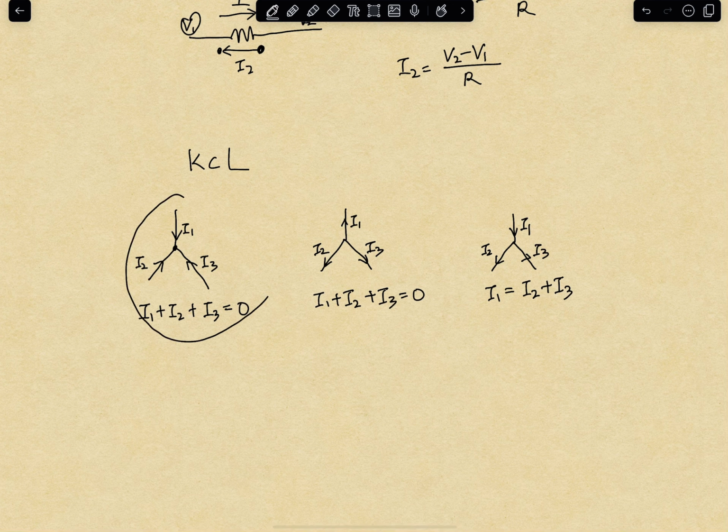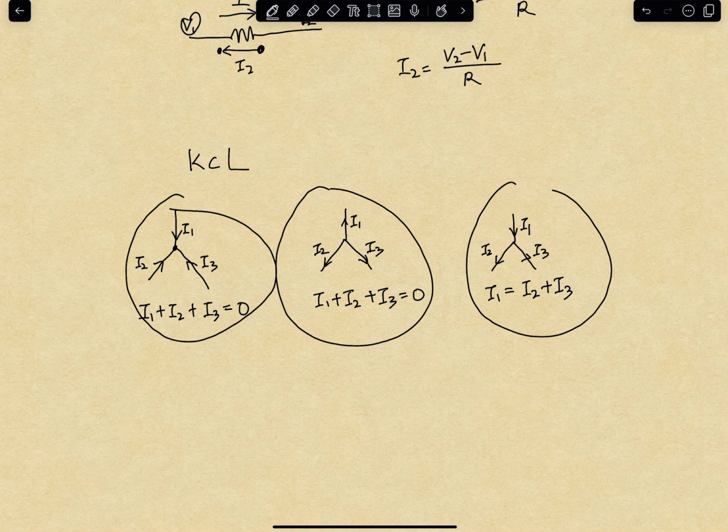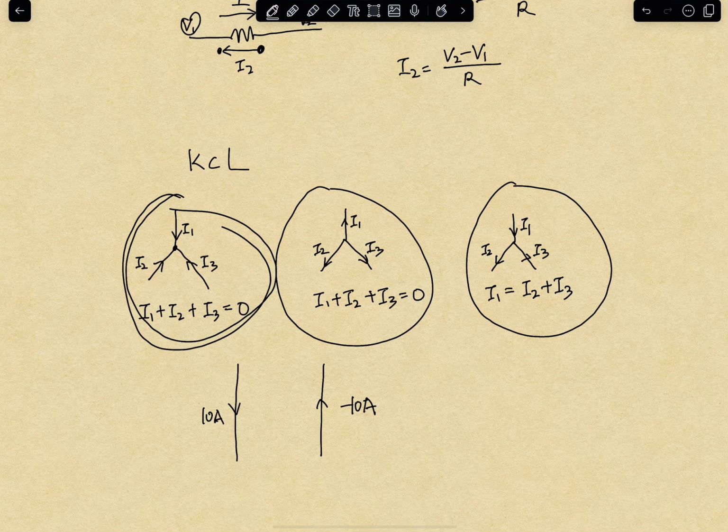So these three things are actually the same thing. It's just a different way of showing the current. If you draw a current coming down with a negative value, it's the same as a current coming up with a positive value. If it's coming down with 10 amps, it is the same as coming up with negative 10 amps. So that's how these three scenarios are actually the same.